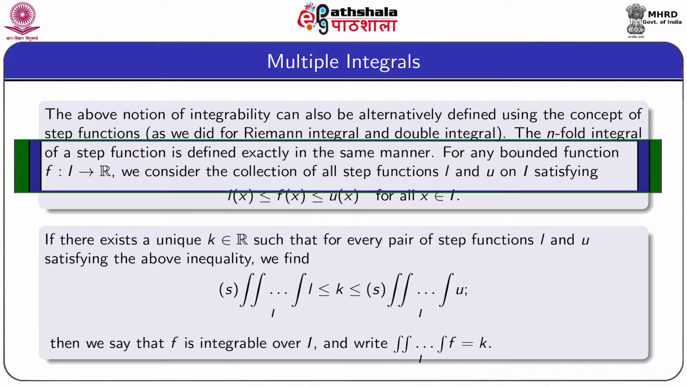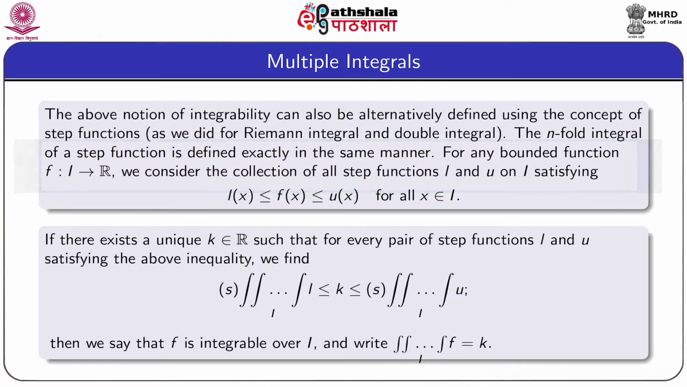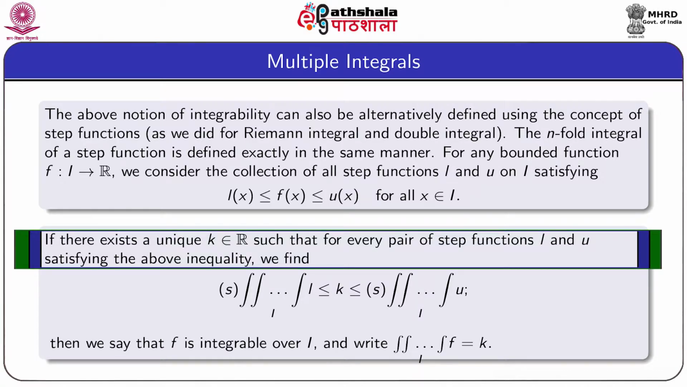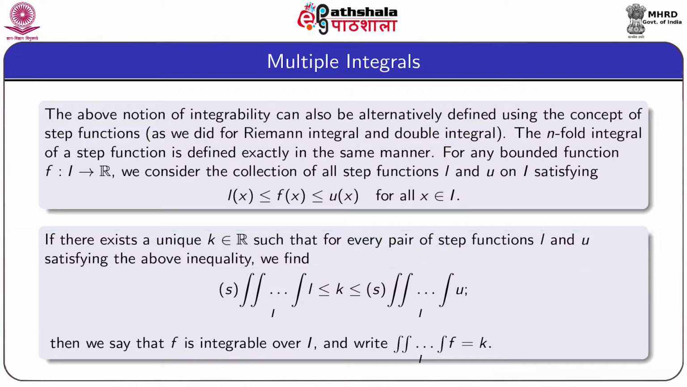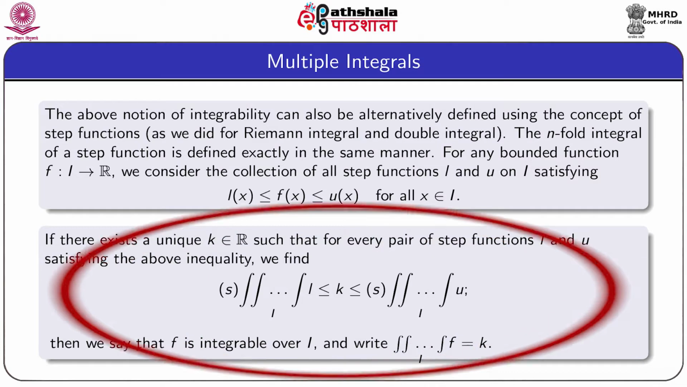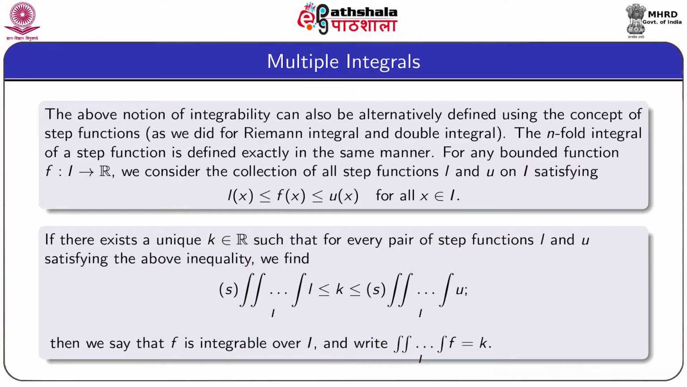For any bounded function f from I to R, we consider the collection of all step functions L and U on I satisfying L(x) less than or equal to f(x) less than or equal to U(x) for each x in I. If there exists a unique k such that for every pair of step functions L and U satisfying the above inequality, we find the integral of L over I less than or equal to k less than or equal to the integral of U over I, then we say that f is integrable over I, and we write the n-fold integral of f over I equals k.